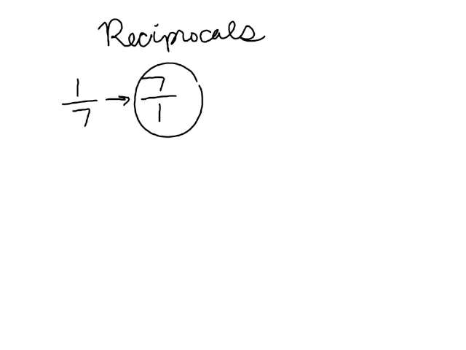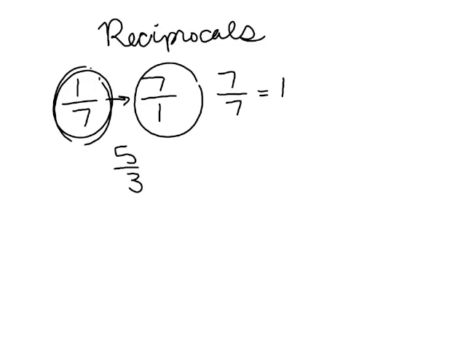Does that make sense? Okay, so what's 1 times 7? And 7 over 7 equals 1. So when I'm working with reciprocals, I take whatever number I'm using and just flip it over. So what about 5/3? What would the reciprocal be for 5/3? 3/5. Okay, and what happens when I times them by each other? Okay, 15 over 15 or 1.